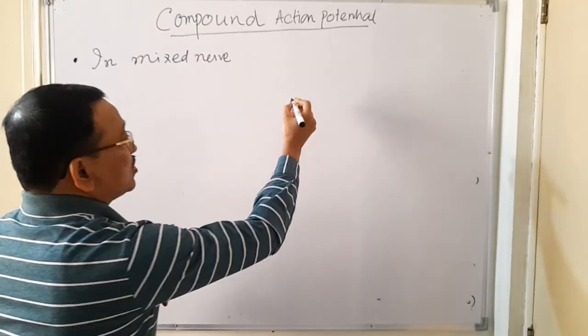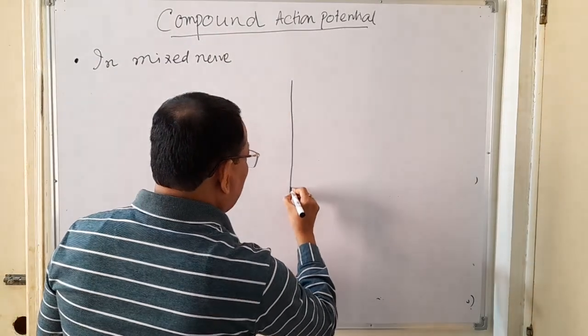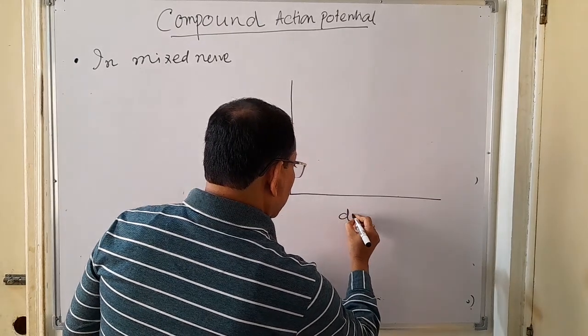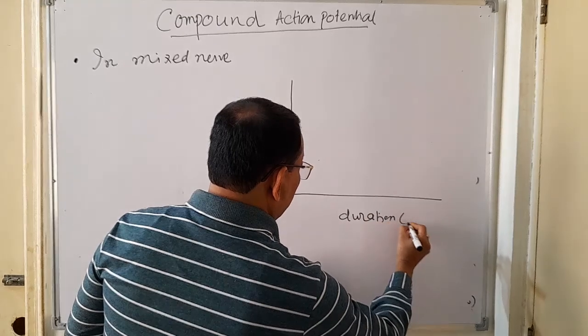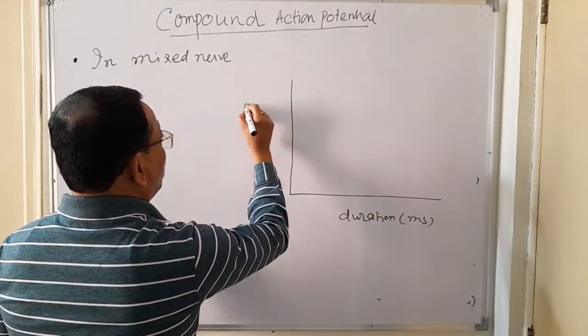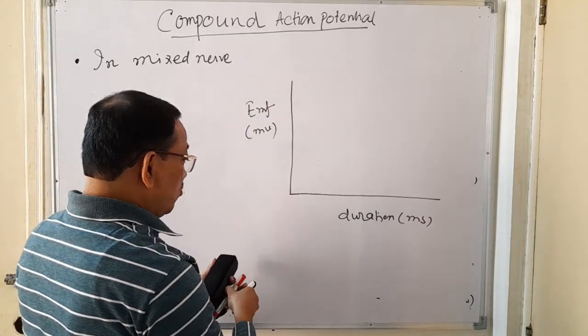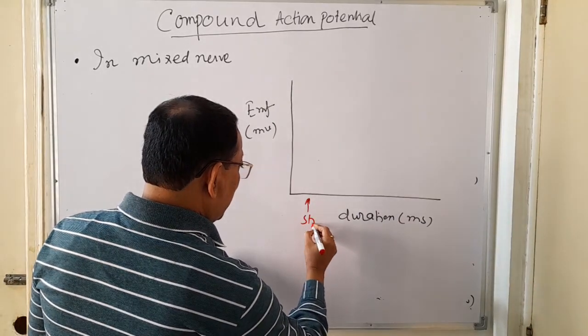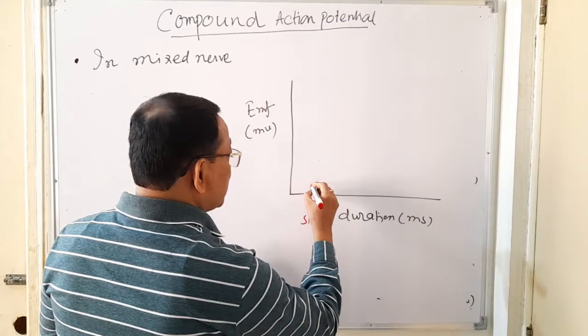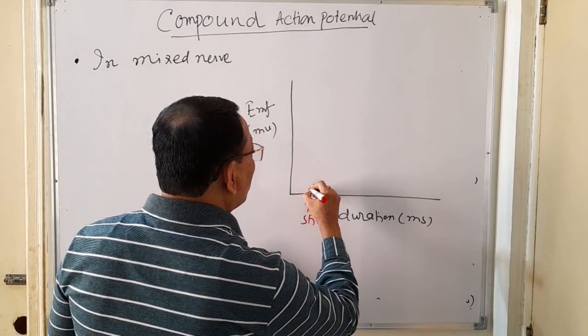A nerve trunk of the mixed category can contain different types of neurons with varying diameter. Now, if such a mixed nerve is stimulated, then what happens? This type of action potential can be obtained. So, duration in millisecond, potential difference in millivolt. If a stimulus is given here, then what type of action potential can be recorded?